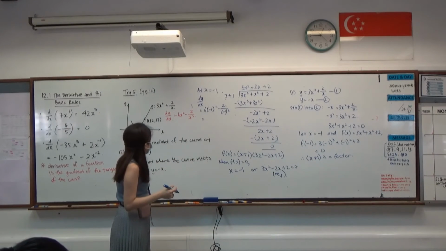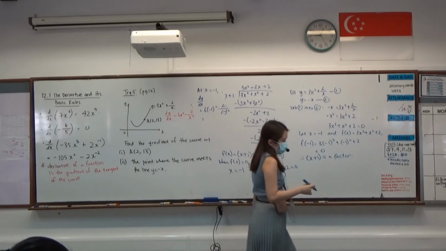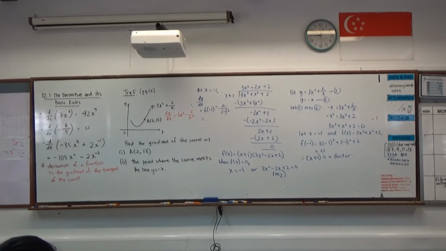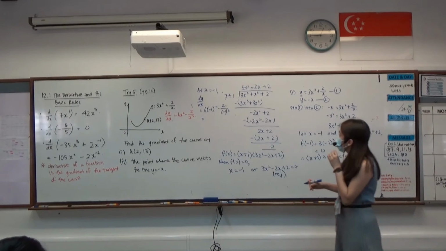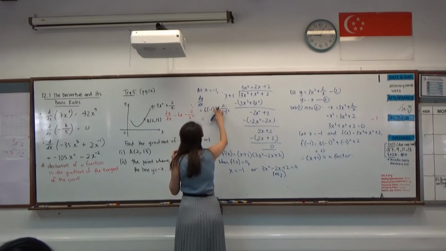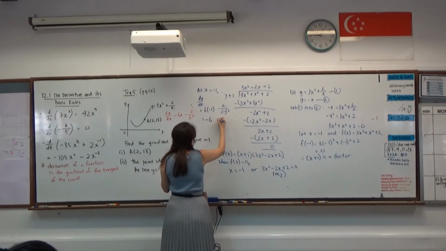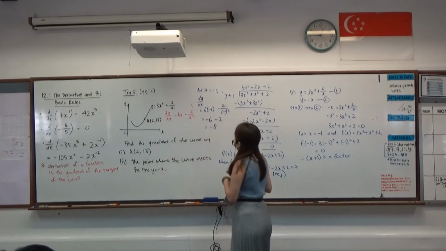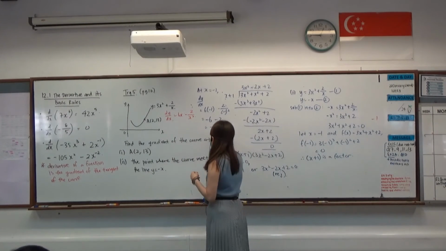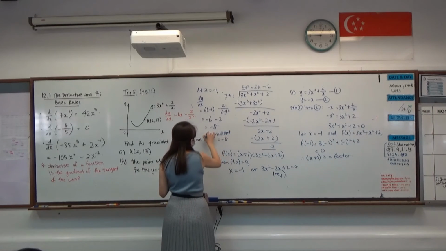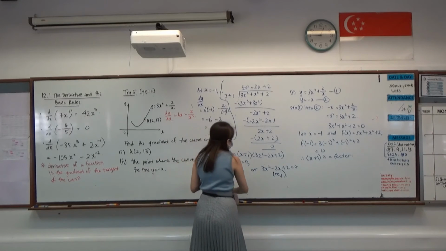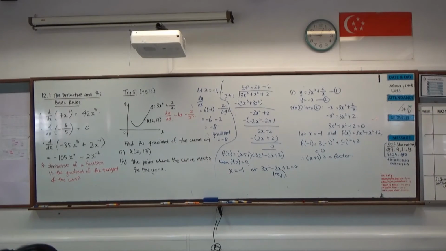Did I do anything wrong here? Did I make a mistake in my calculation? Alright, yes, Rina. 6x. Oh, sorry, thank you. Okay, so we get our gradient to be negative 8.